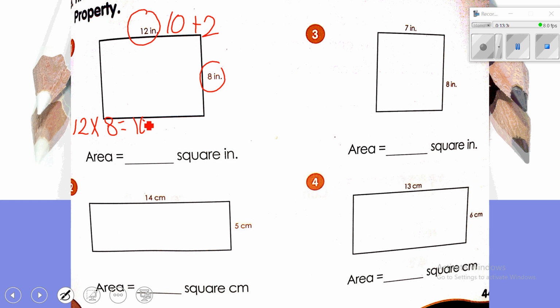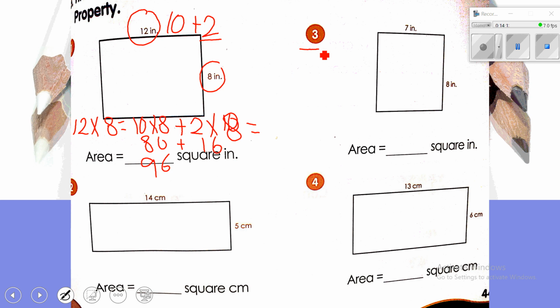That means 10 multiplied by 8 plus the other part 2 multiplied by 8. Sorry, 8 equals 10 multiplied by 8, it's 80 plus 2 multiplied by 8 is 16. So 6 and 0 is 6, 8 and 1 is 9. So the answer is 96.